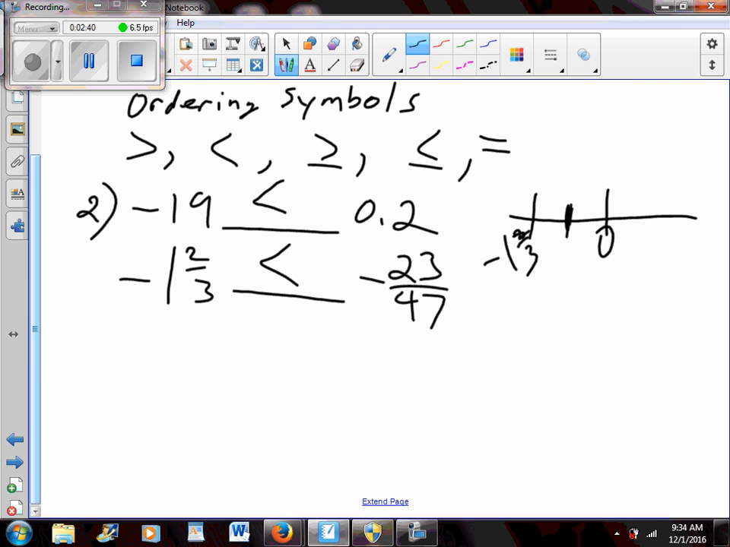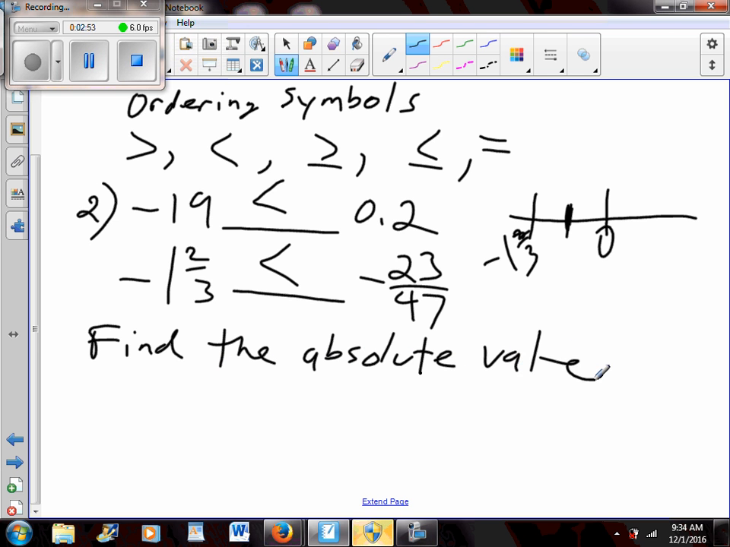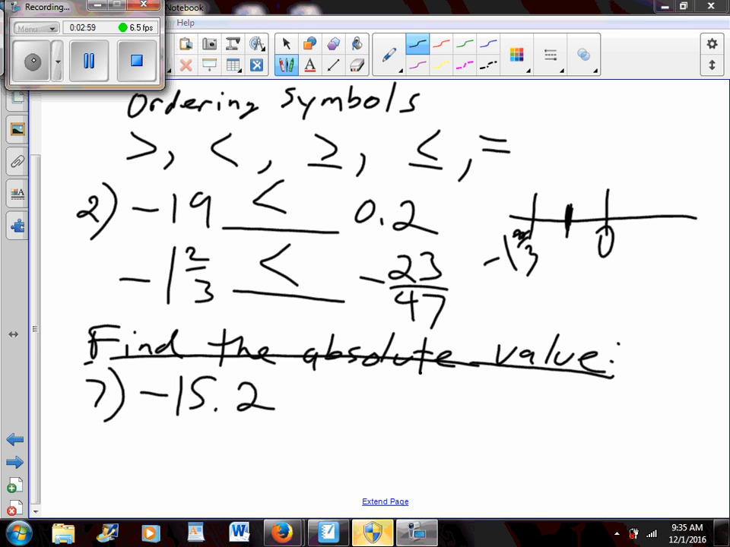This will be the first problem I want y'all to do as a group, okay? And I'm just going to put the problem on the board here. And what I want you to do, find the absolute value, okay? Find the absolute value. Okay, so find the absolute value. Can y'all simply tell me this? What is the absolute value of a negative 15.2?